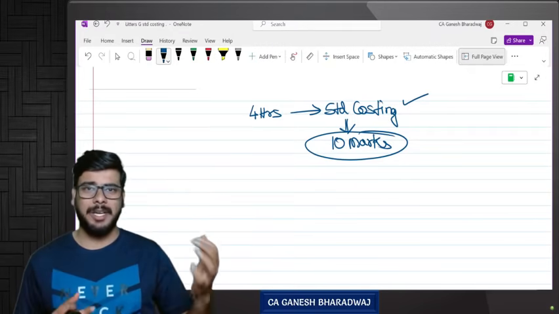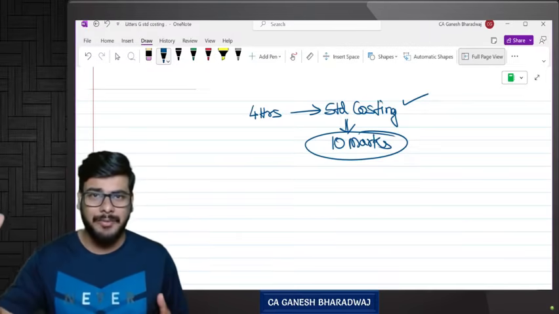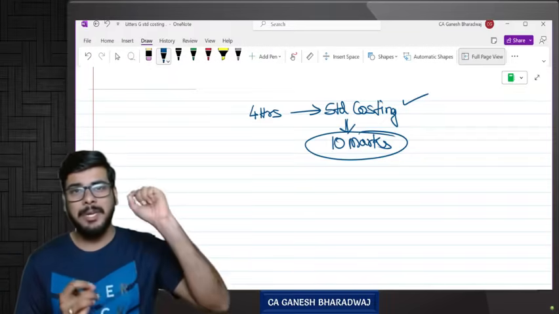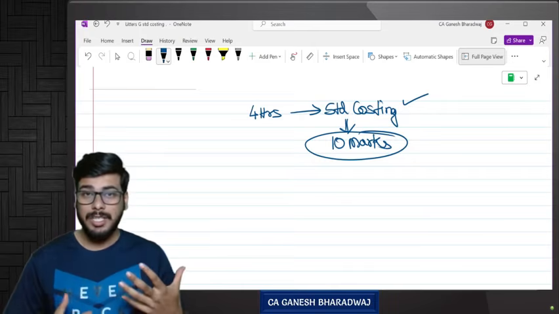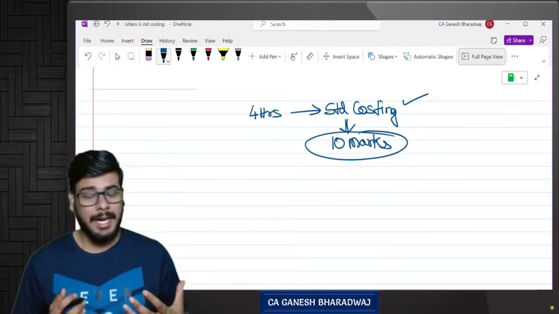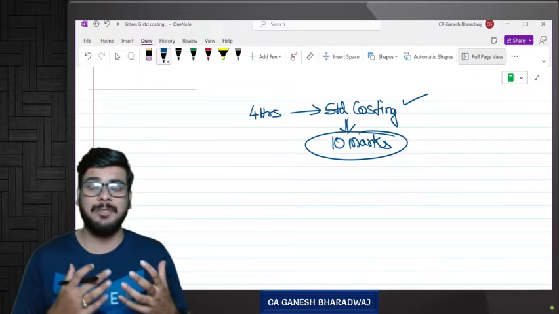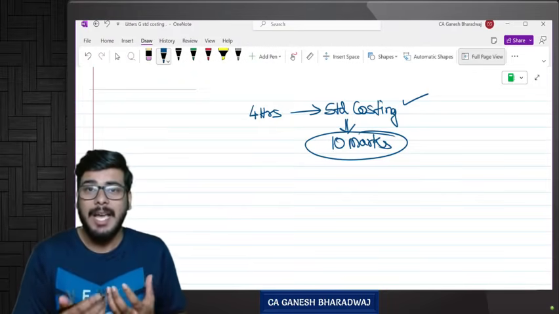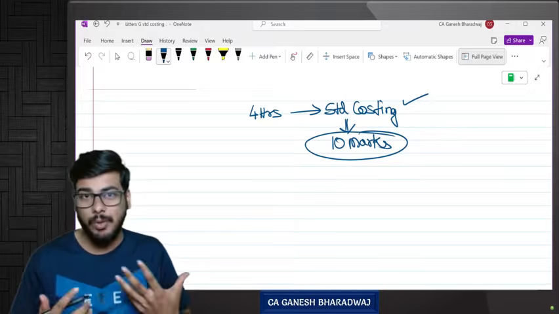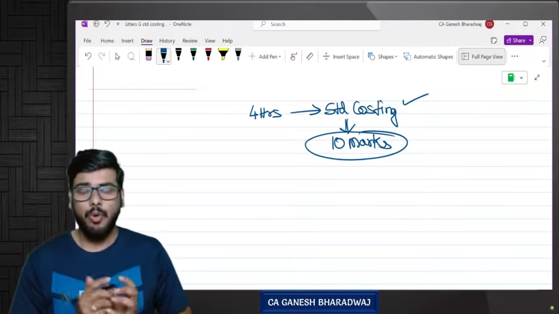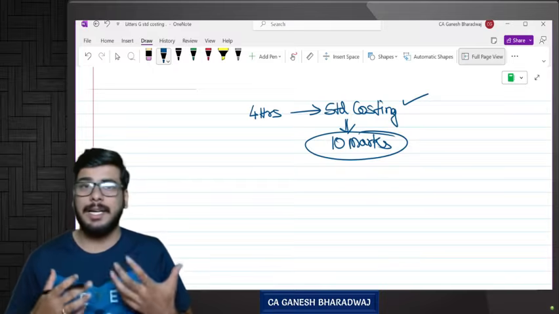Now, one more important thing is this chapter has a lot of formulas, such as material price variance, usage variance, and fixed overhead volume variance. The biggest problem is students mug up these formulas, and in the exam the institute tests these concepts logically on a conceptual basis, and since they have mugged up, they are not able to answer these questions.